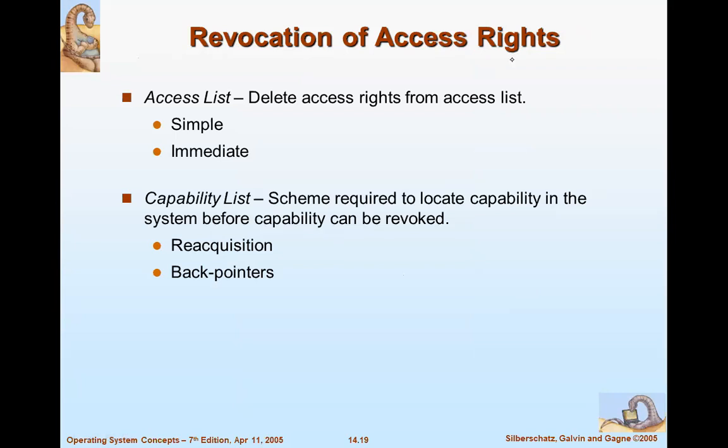Revocation of access rights. For example, you were a faculty member, a chair, a library assistant, or you had the position of TA in one semester. In the next semester, you are not a TA, so you will have no access to any subject of that particular faculty member or teacher. Access list: you can delete an access right from the access list, and it is very simple, and you can do this operation immediately as you want to.